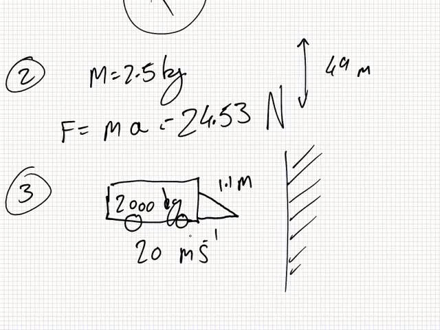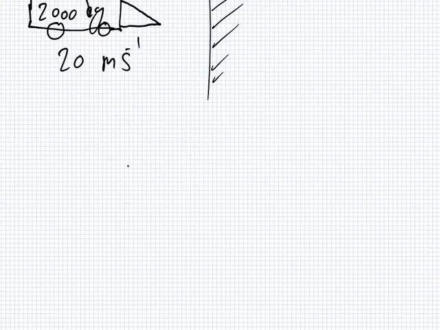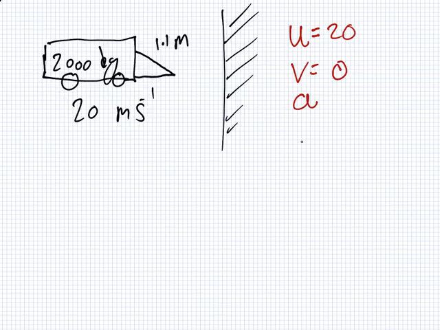So what do I ask for here? Is it the force from the wall? How much force is the wall? So let's try and figure out the information here. The u is 20. The v is 0. The a we don't know. Will it be positive or negative? Negative, because it's slowing down. The t we don't know. And the s is 1.1, because the car has a crumple area of 1.1. So the force is being applied for 1.1 meters.